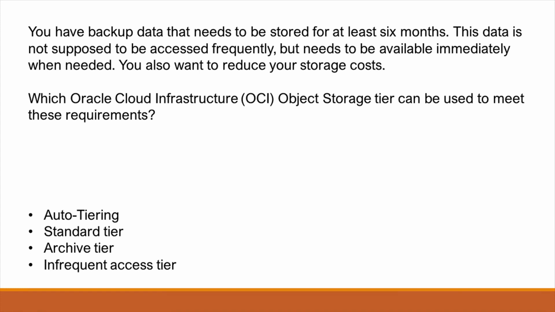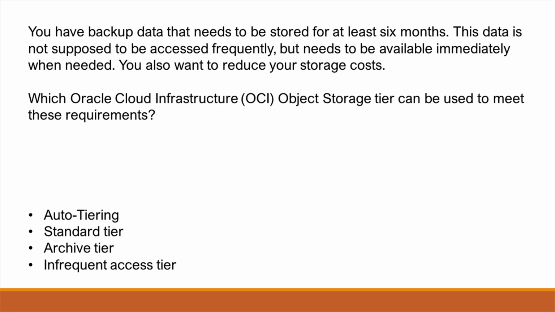You have backup data that needs to be stored for at least 6 months. This data is not supposed to be accessed frequently, but needs to be available immediately when needed. You also want to reduce your storage costs. Which Oracle Cloud Infrastructure, OCI, object storage tier can be used to meet these requirements? Options we have for this question are auto tiering, standard tier, archive tier, infrequent access tier.